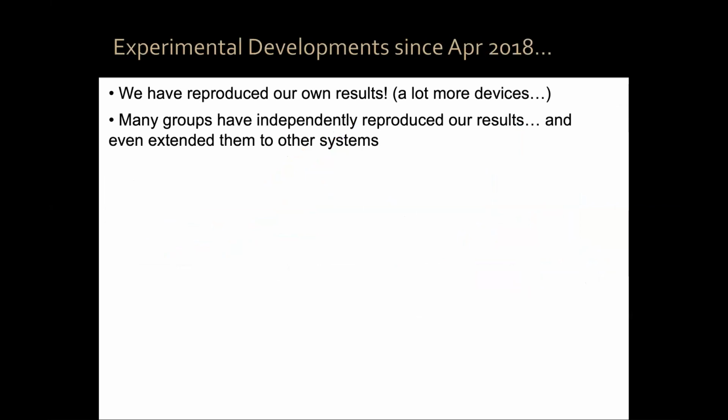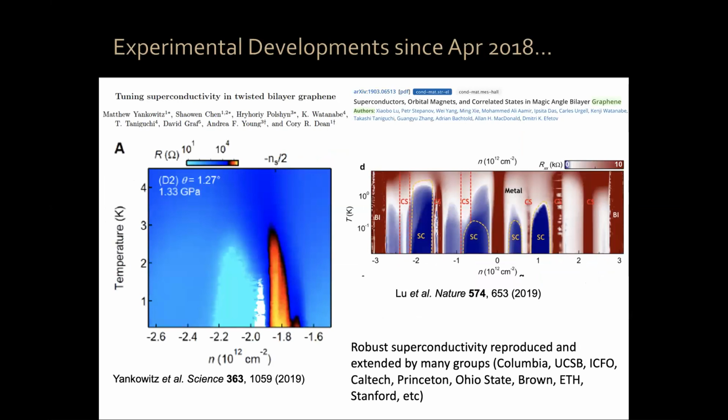Okay, so better than you reproducing your own results is when other groups independently reproduce your results. Only then is it real science. And luckily for us, many groups have reproduced our results. In particular, the first were a collaboration between Cory Dean at Columbia and Andrea Young at UCSB. Not only did they make a device at the magic angle and see the correlated insulators and superconductivity, they then made a device at 1.27 degrees.